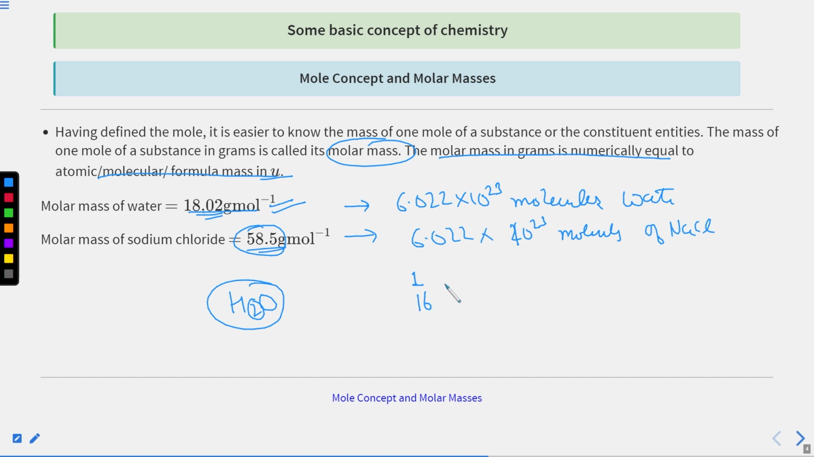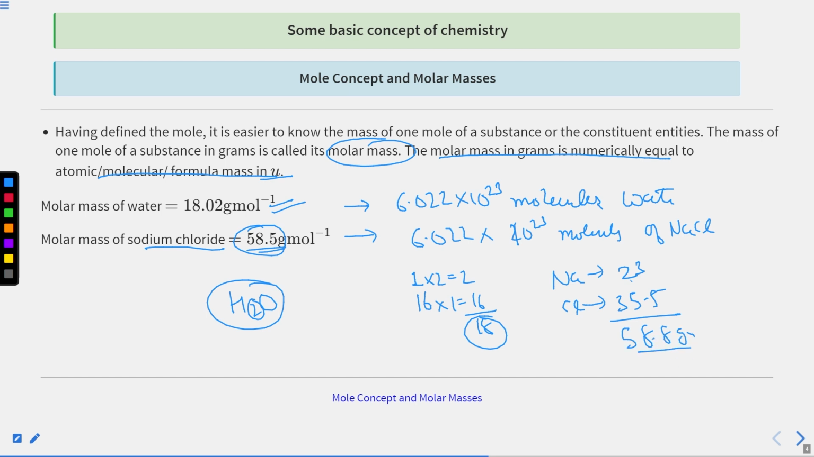There are two hydrogens, so 1 into 2 equals 2, and 16 into 1 is 16. That would give us a total of 18. So it is approximately 18. If you write the accurate one, it will be 18.02. Similarly, you can calculate it for sodium chloride. This is the formula unit mass of sodium chloride. How can we calculate it? Sodium has a mass of, sorry, 23, and chlorine has an atomic mass of 35.5. That would give us 58.5 gram per mole.